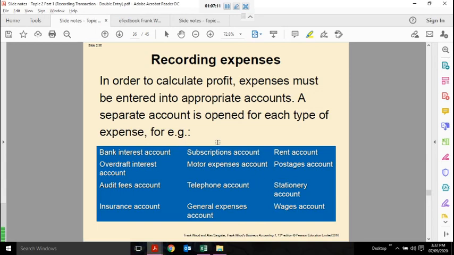Audit fee, insurance account. If let's say you subscribe to a magazine or newspaper for your staff, or an e-newspaper for your staff, the subscription is considered as expenses. For example, nowadays in most offices we have a water filter. That one is considered as expenses. The normal expenses that you have come across, for example, marketing, advertisement, telephone, utility bills, motor expenses, rental account, postage account, stationery account, and wages and salary accounts.